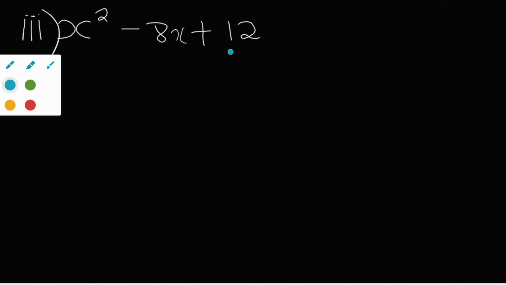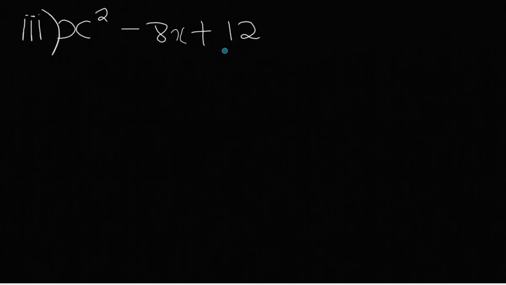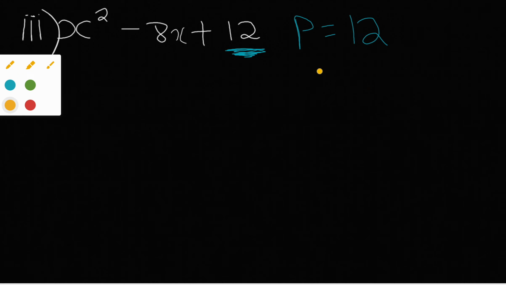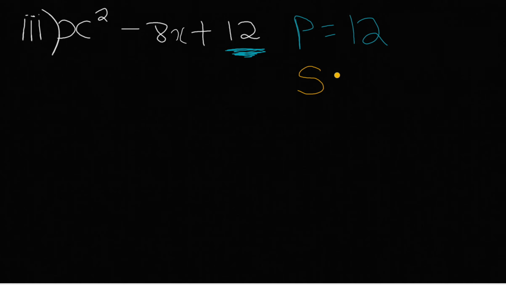So we need to find two numbers that when you multiply them together, they give you 12. So the product of these two numbers equals 12. And the sum of these two numbers must equal negative 8, right? Sum is negative 8. So what two numbers can you think of that will give you a product of 12 and a sum of negative 8?